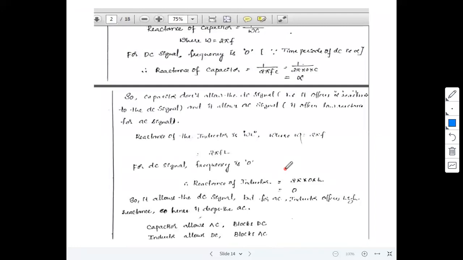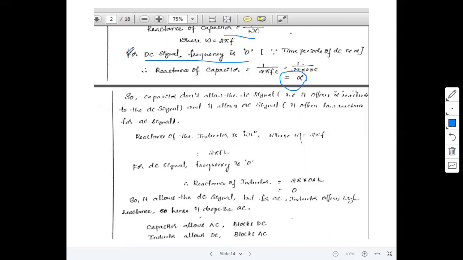Then rectifiers are mainly designed using some reactive components like capacitors and inductors. Already we know the capacitor properties and inductor properties. Here already we know that the reactance of a capacitor is equal to 1 by omega C, where omega is equal to 2 pi f. For a DC signal, what is the frequency? Frequency is equal to 0. 1 by 0 is equal to infinity. That means it provides infinite reactance for DC signals, so it does not allow the DC component. It allows the AC components, right?